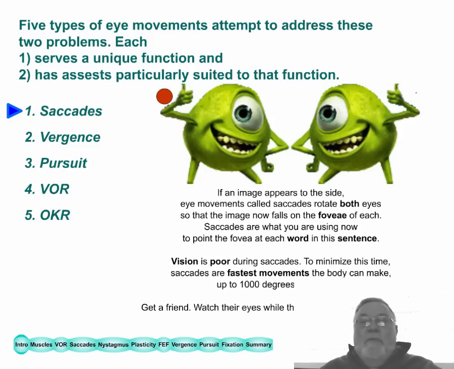Okay, so the first one is saccades, and if the image is off to the side, well, you want to look at it. So you move both eyes, and that points both foveas at whatever image you want to look at, like the words in this sentence. Now, while the eye is making a saccade, it's difficult to see because the image of the whole world is slipping by on your retina at an incredible speed. And it's doing so because this is the fastest of all the eye movements the body can make. You move something like 1,000 degrees per second.